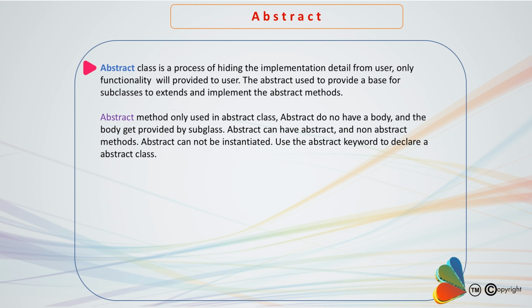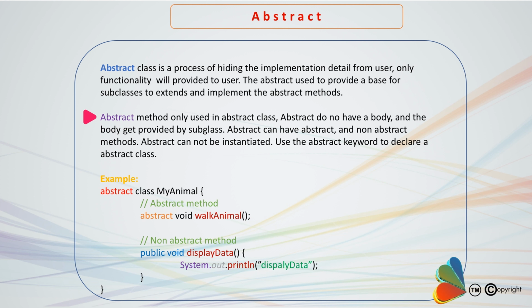Abstract class is a process of hiding the implementation detail from user. Only functionality will be provided to user. The abstract class is used to provide a base for subclasses to extend and implement the abstract methods. Abstract methods are only used in an abstract class.